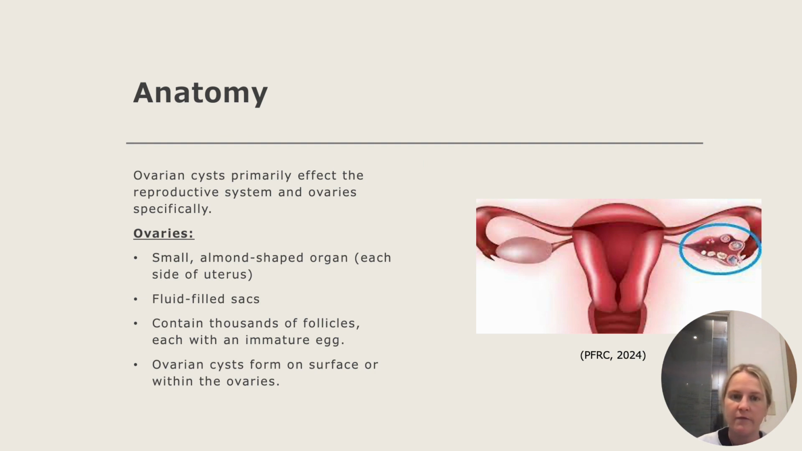So the anatomy of ovarian cysts: it primarily affects the reproductive system and the ovaries specifically. Ovaries are small almond-shaped organs. They contain thousands of follicles, each with an immature egg, and ovarian cysts form on the outer surface of the ovaries. Typically, if you get a different type of cyst, they can be inside. There can be multiple cysts as well.